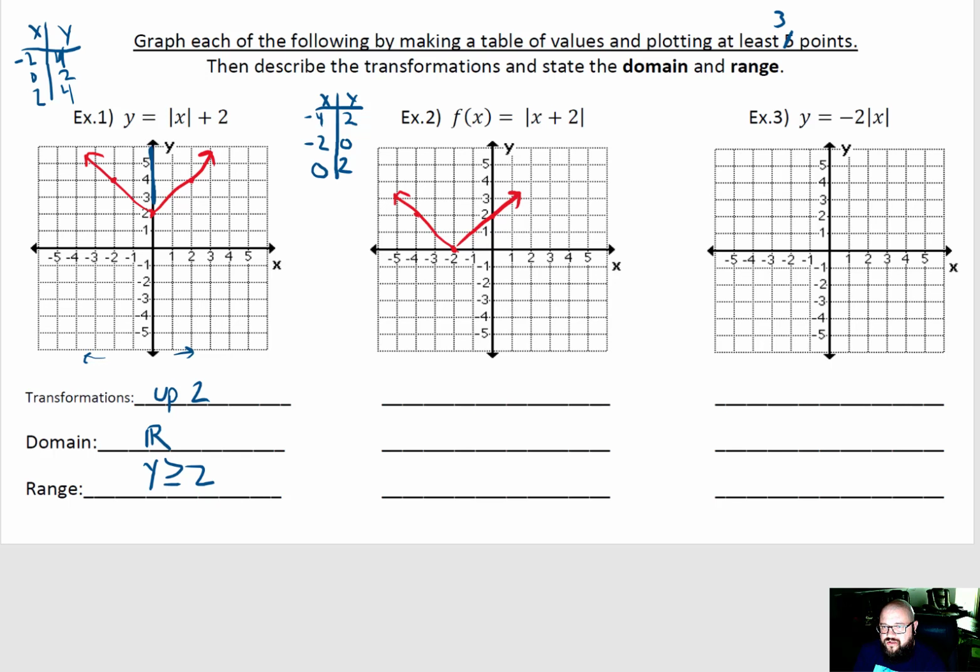Alright. So as you can see here, instead of moving it vertically, it's moving it horizontally if it's inside of our absolute value signs. So if it's inside the absolute value signs, it's moving it horizontally, which in this case we went to the left 2 units. So we went to the left, I'm just going to say 2 units, okay? Now for our domain, did anything change on our domain? Still looks like it's going anywhere on our x-axis from -infinity to positive infinity. So your domain should still be all real numbers.